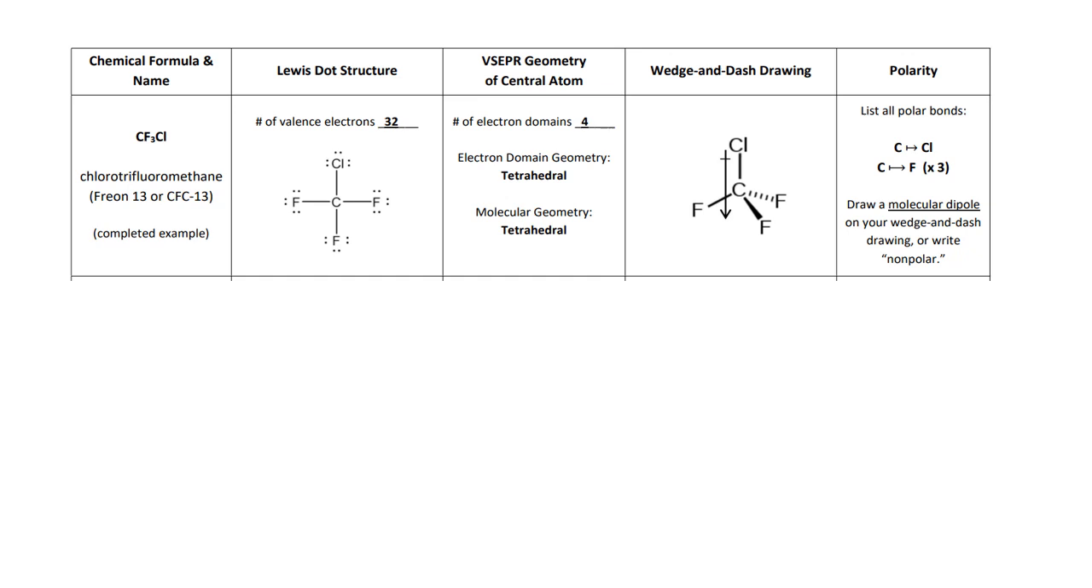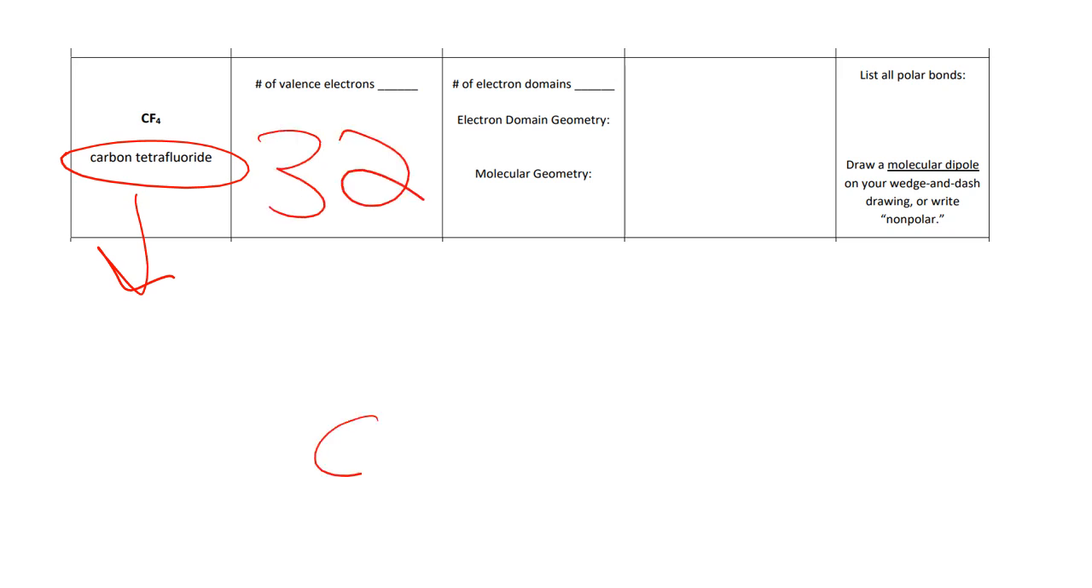This one's already done. So now here we have carbon tetrafluoride, something you would have to name. Valence electrons: carbon is 4, fluorine is 7, 28, 32. Let's draw the Lewis structure. On the outside atoms first, we're using two electrons to make the outside atoms happy first.